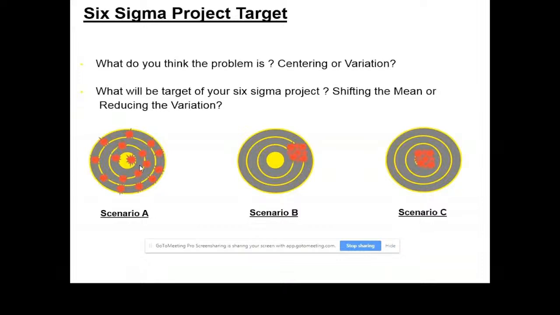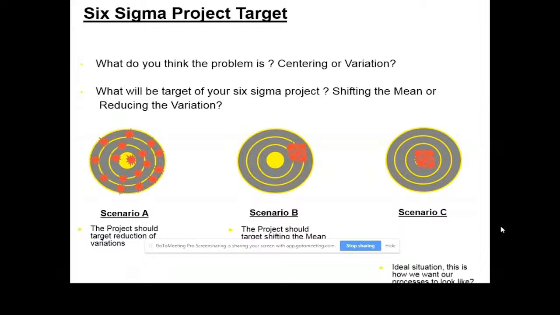What do you think is the problem in scenario A? Standard deviation. Bang on. The project should target reduction of variation. Scenario B. Centering. All we need to do is pick it up from here and keep it here. Shift the mean. Scenario C? Spot on. Ideal situation. This is how we want our process to look. You got it, Scott. So you are half Green Belt trained. Halfway there.